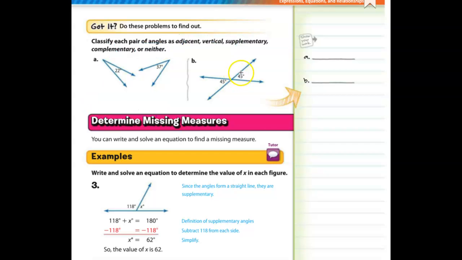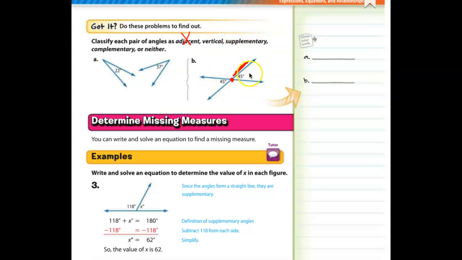Okay, let's go ahead and do the same thing for B. Would we consider the two angles that are labeled 45 and 45 degrees, are they adjacent angles? Please explain. If you said no, you're correct, because in order for something to be adjacent, they do share a vertex, but they do not share a side. They don't have a side that they share, so these are not adjacent angles.